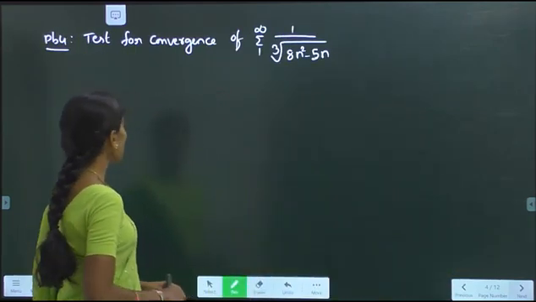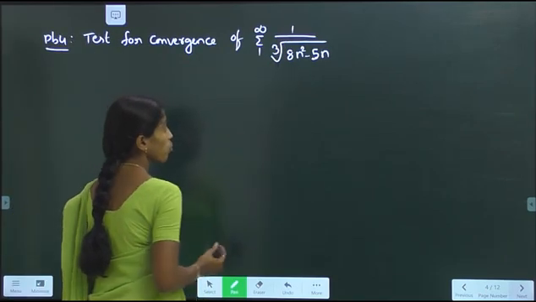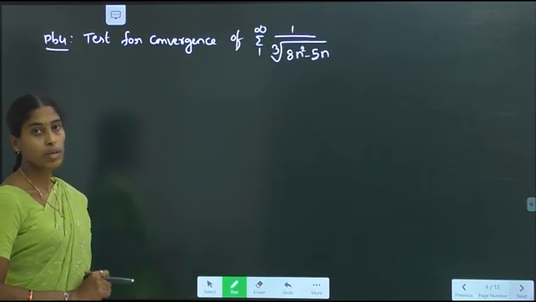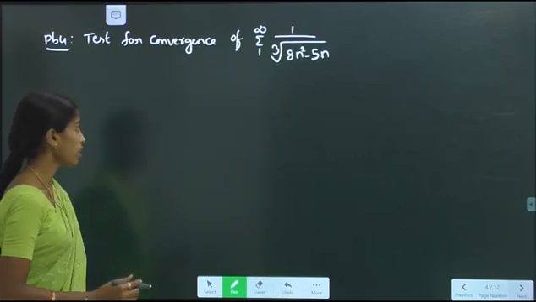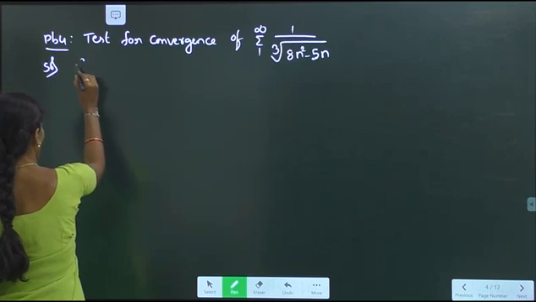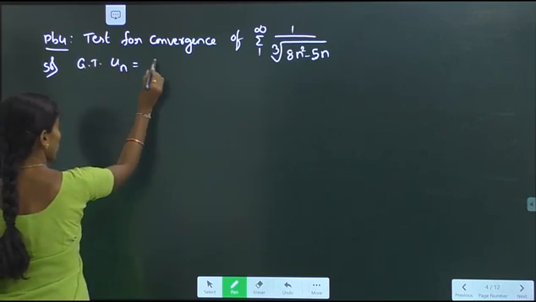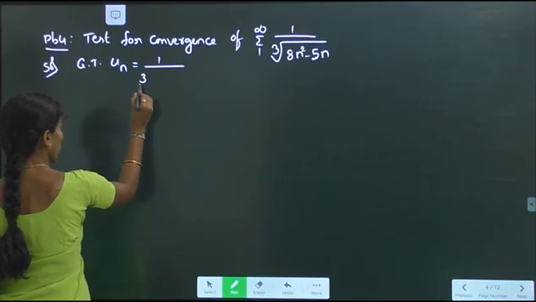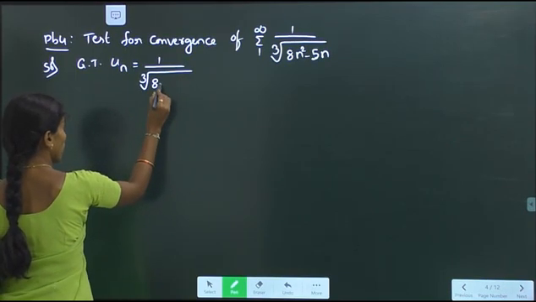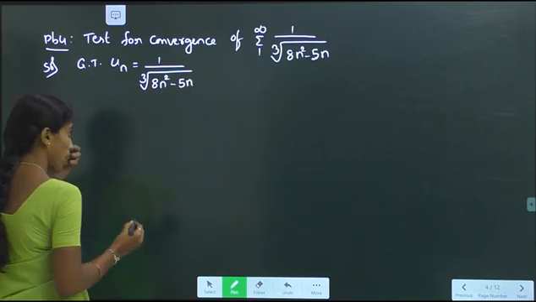Now the next sum is to test the convergence of summation 1 to infinity of 1 by cube root of 8n square minus 5n. So here also the generalized form is given. What is the given information? Given that Un is equal to 1 by cube root of 8n square minus 5n.